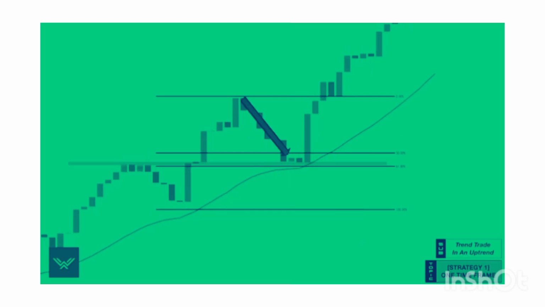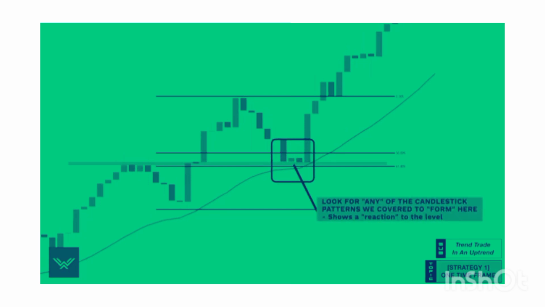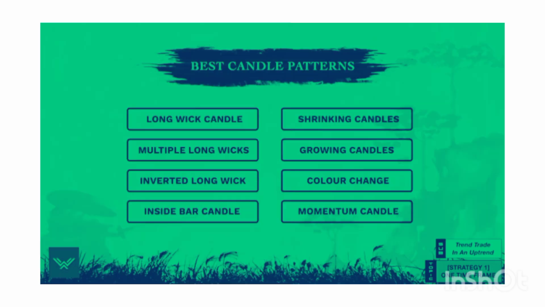Now, as price came back down, you were looking for any of the candles we covered to form at the area of confluence to show a reaction to the level. In this case here, the candles that formed were multiple long wick candles and an inverted long wick candle. Again, it could have been any of these candle patterns that formed, as it would work the same.